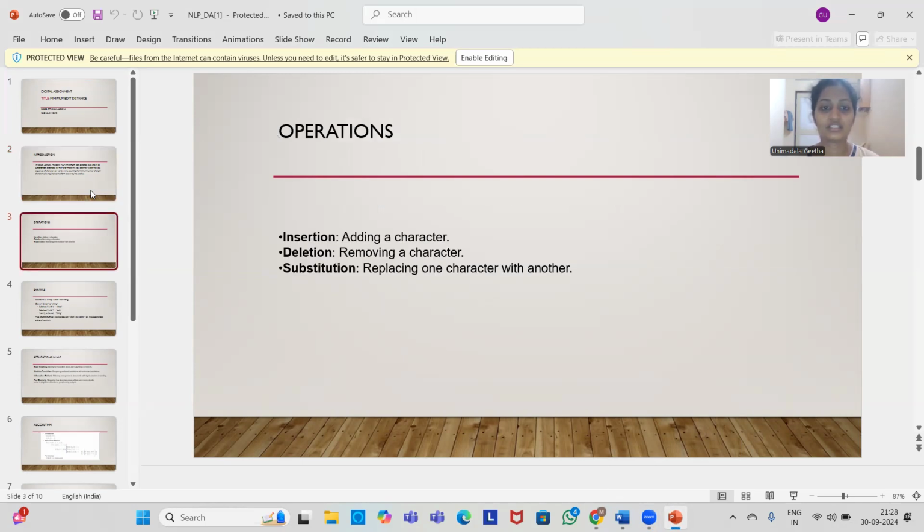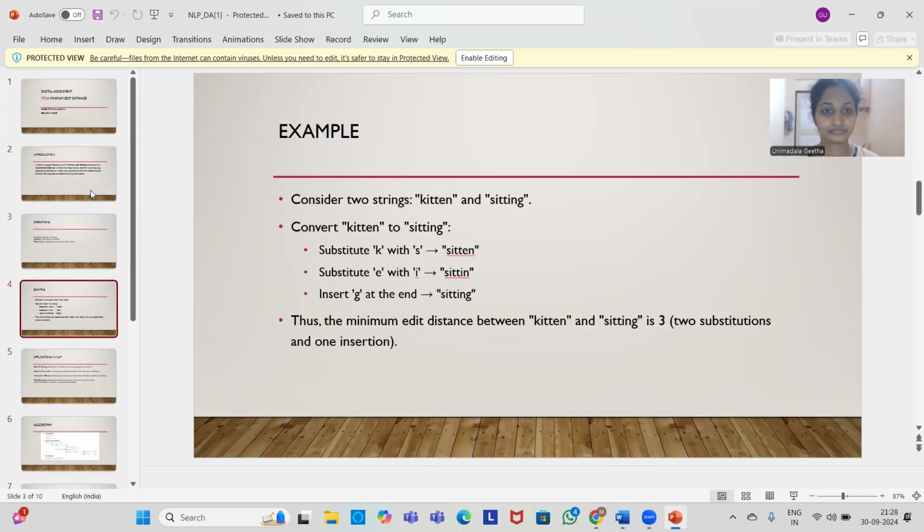There are certain operations performed in minimum edit distance: insertion, deletion, and substitution. Insertion is used for adding a character. Deletion is used for removing a character, and substitution is used to replace one character with another.